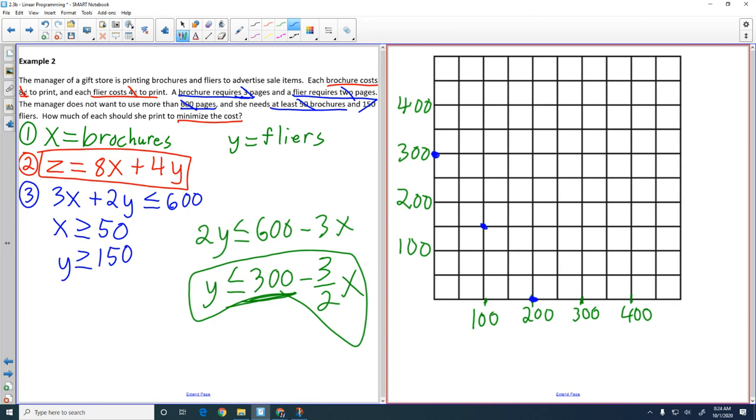This is an or equals to, so it's going to be a solid line. And because it's a less than symbol, right? Y is less than or equal to this line. We're going to shade below. We'll just draw little arrows pointing downwards. Down, down. Just to remind me that we'll shade below this line.